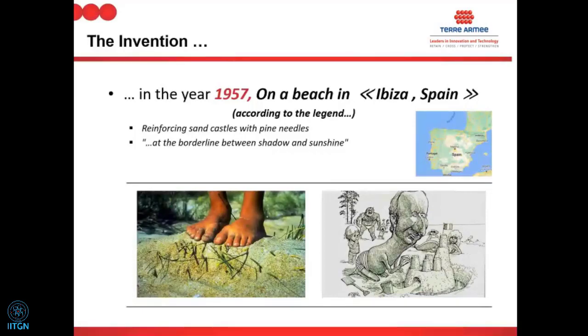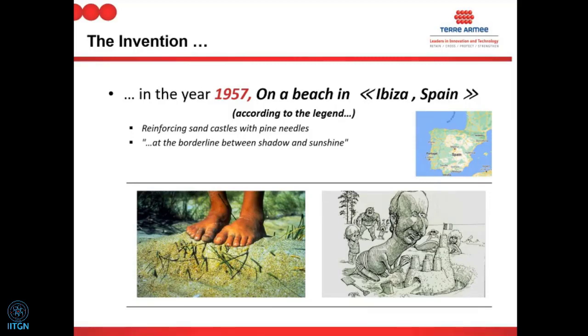So coming to the introduction part, the background, I'm sure a lot of you know this story about this invention, which happened in 1957, and there is a nice small story. Probably you have heard. If you have not heard, I'll just repeat it again. There was a person named Sir Henry Vidal, by profession an architect, and he was actually on a beach called Ibiza in Spain, and he was seeing the children playing and making sand castles.